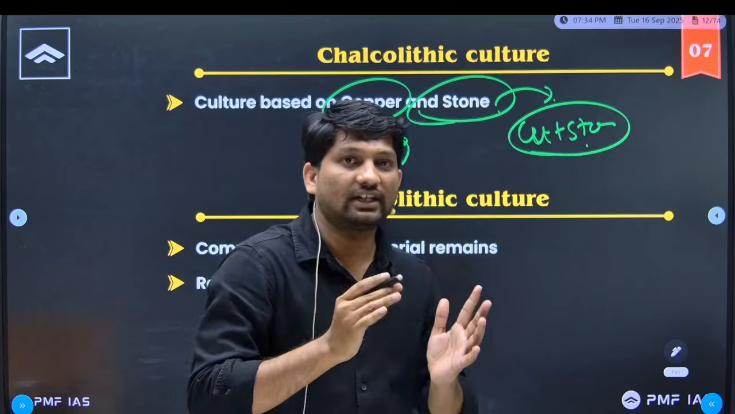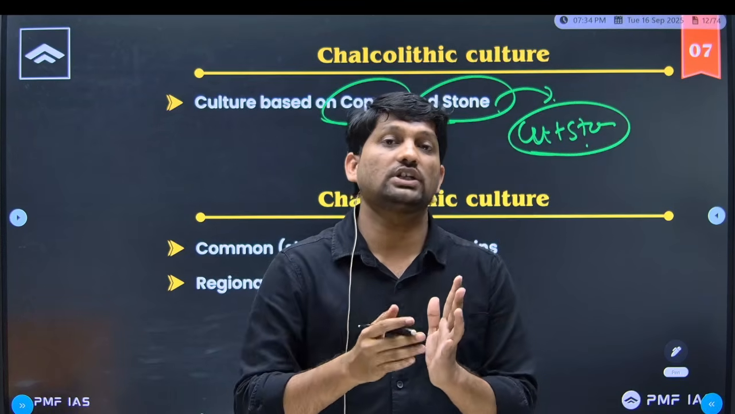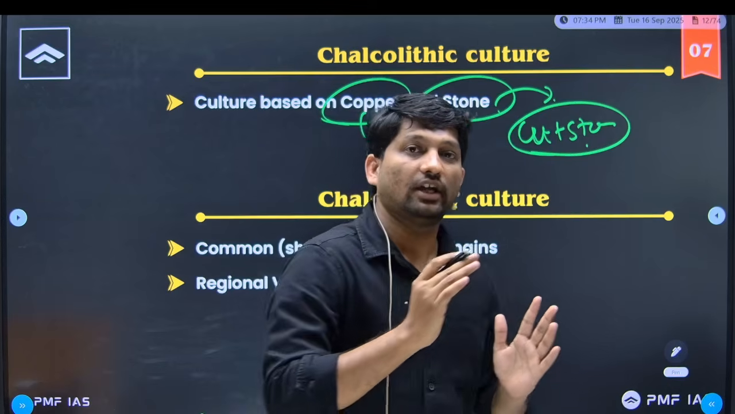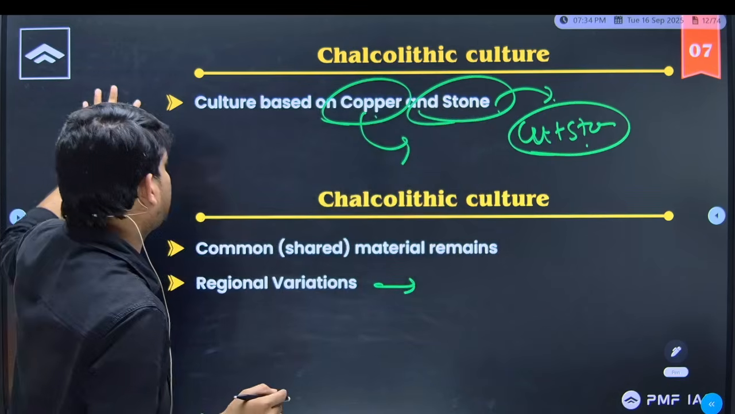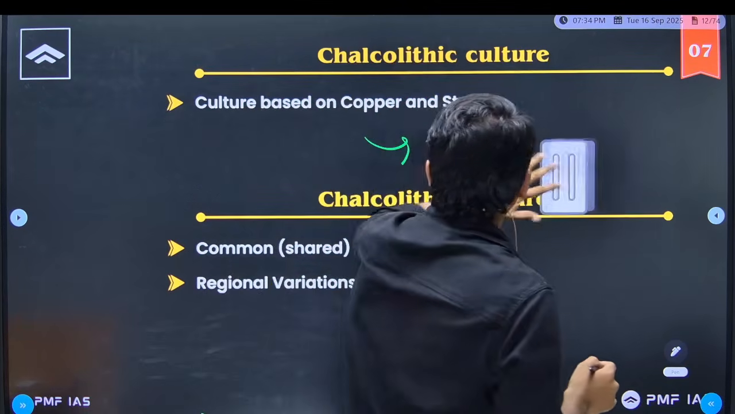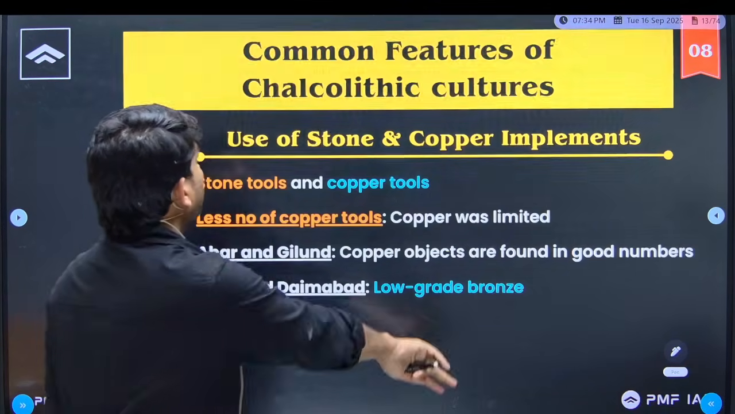Like in Rajasthan, we have this Ahar culture. If you consider Maharashtra, we have this Jorwe culture. If you consider Madhya Pradesh, we have this Malwa culture and Kaitha culture. So because of these regional variations, we have different types of culture.